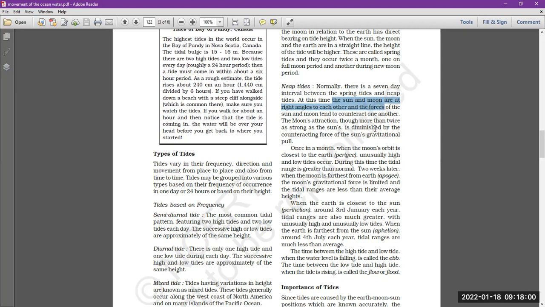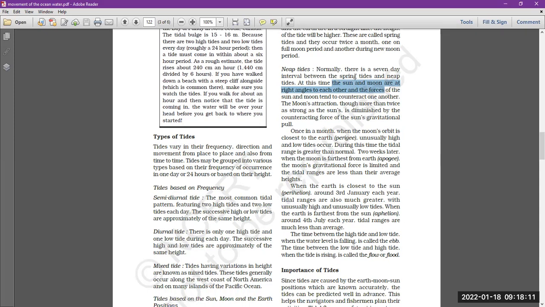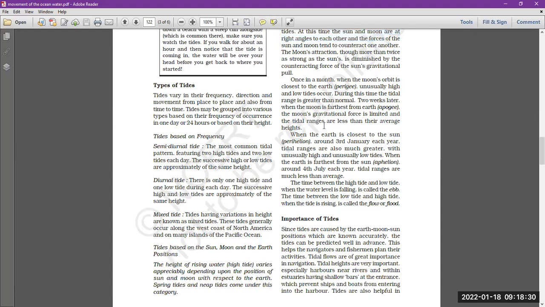सो द सन एंड द मून आर एट राइट एंगल टू ईच अदर, नीप टाइड्स ऑकर, एंड इन दिस द सन एंड द मून टेंड टू काउंटरैक्ट वन अनदर। और ये कब आता है? सो देयर इज अ 7 डे इंटरवल बिटवीन स्प्रिंग टाइड एंड नीप टाइड। तो 7 दिन बाद ये आ गया, फिर आपका स्प्रिंग टाइड आ गया। तो लगभग आफ्टर 7 डेज नीप टाइड, देन स्प्रिंग टाइड, देन उसके बाद 7 डेज बाद में नीप टाइड, देन स्प्रिंग टाइड। तो ये आपका होता है.